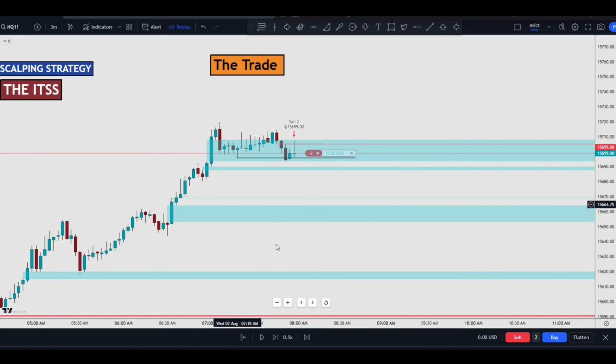I'm going to exit my first one. My first scale out of 1 of 2 contracts at 1.5 times my risk. My risk is 6 points. So I'm going to exit my first one at around 10 points. I entered at 99.